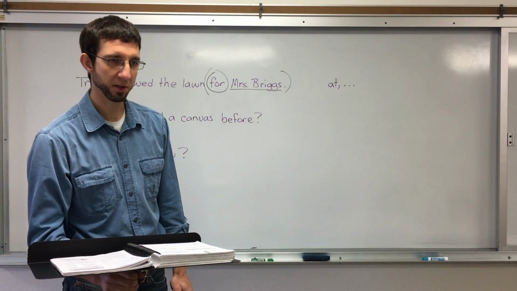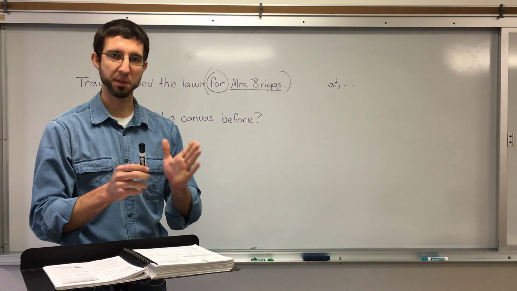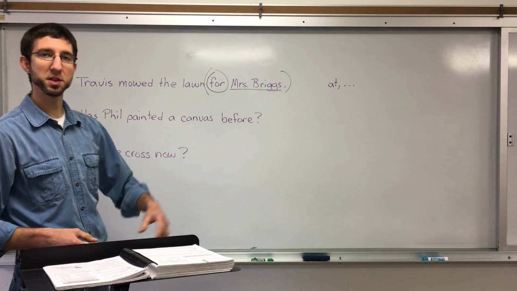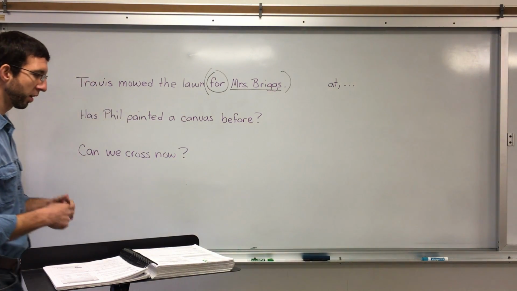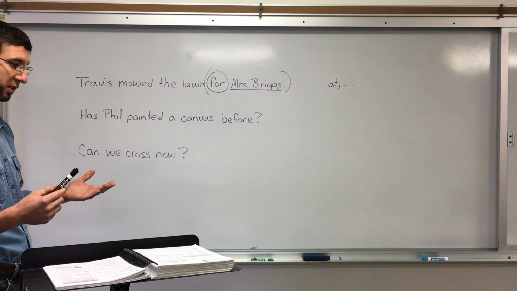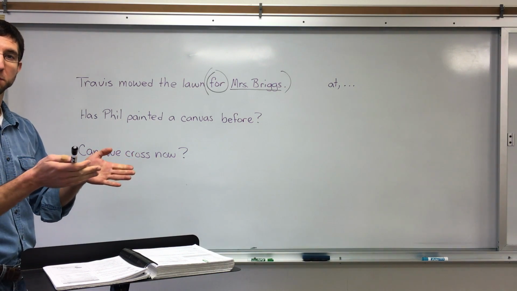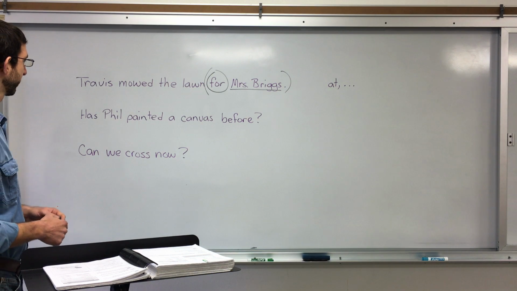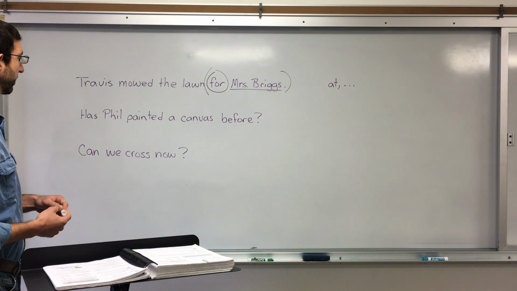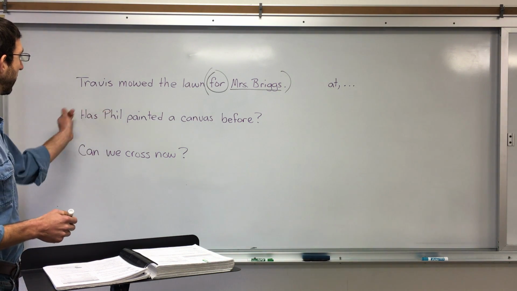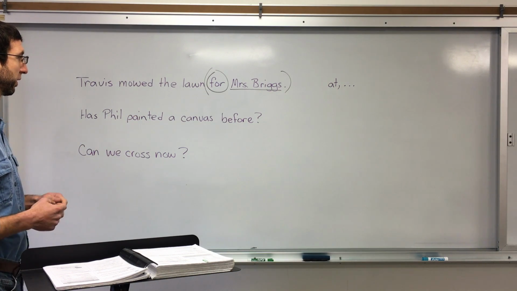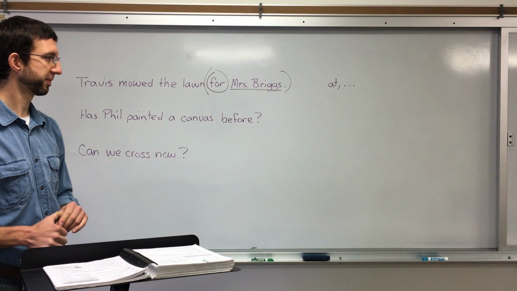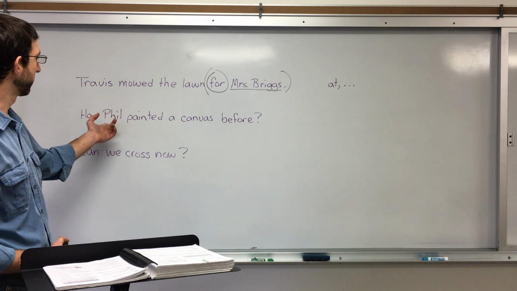Where do we usually find the subject of an interrogative sentence? Has Phil painted a canvas before? Where do we usually find the subject? Usually we find it wedged in between the verb phrase. Phil has painted a canvas before. Remember, it's helpful to turn an interrogative sentence into a statement to help you find that subject.